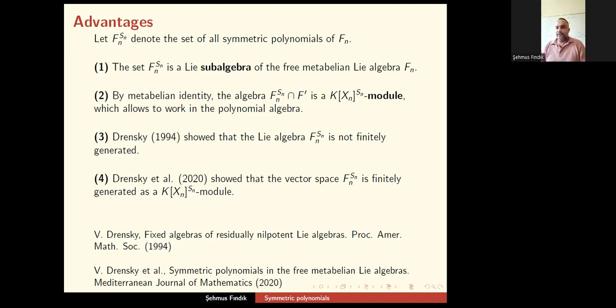Dransky and his colleagues showed that Fn to the Sn is a finitely generated KXN to the Sn module. Okay, not finitely generated as a Lie algebra, but it is finitely generated as a KXN to the Sn module. So we can work with only a finite number of generators in here.